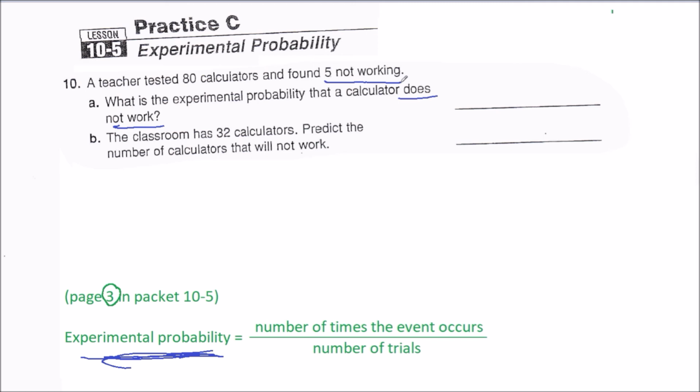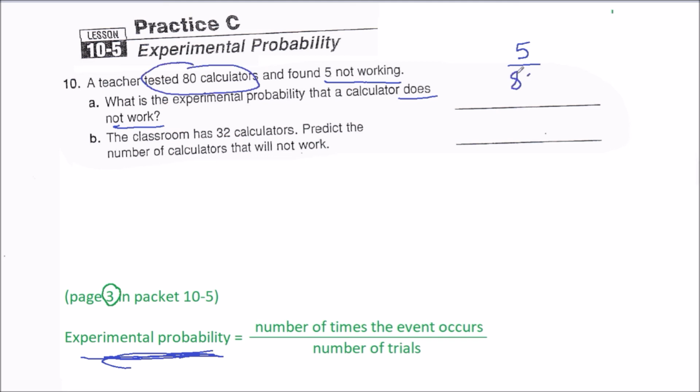So again, down at the bottom here, this basic definition of experimental probability that is oh so important. The experimental probability is the number of times the event occurs. How many times did the calculator not work? That was 5 times. So we have 5 times as our numerator, and then the total number of trials. How many times did we try to turn on a calculator or test the calculator? And that would be the 80. Tested 80 calculators. That's our number of trials.